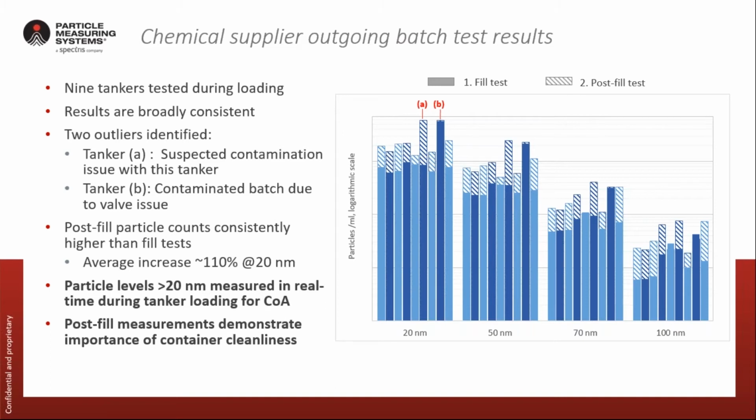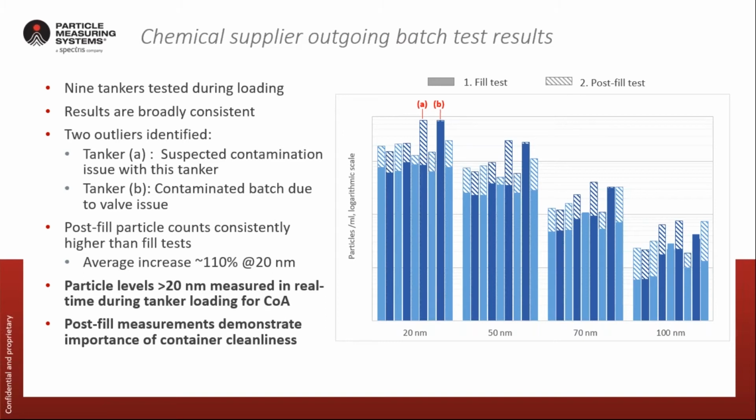Tanker A, which already had a suspected contamination issue, and the results here confirm this. So we see during the fill test, the particle concentration in the chemical going into the tanker was within the normal range, but we see elevated particle counts in the chemical coming out of the tanker. So this confirms this tanker had a contamination issue that needed to be addressed in order to ensure the chemical was as clean as possible when it's delivered to the end user.